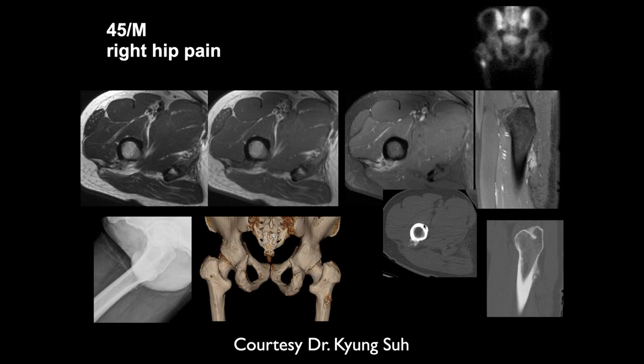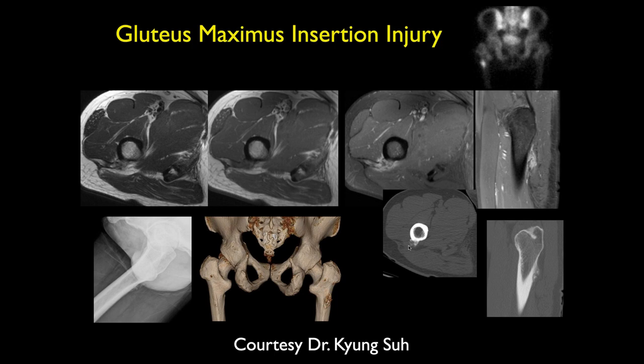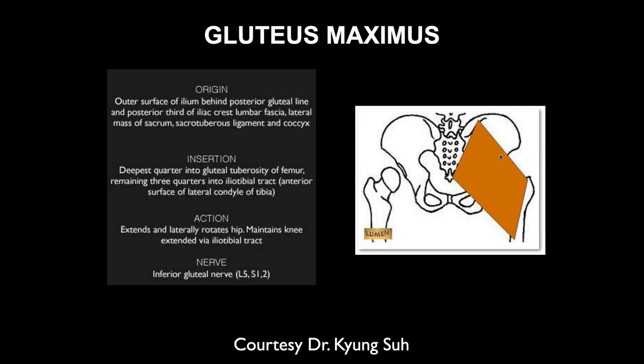All right, so we have a 45-year-old male with right hip pain. We have axial images through the right femur, and we also have some 3D reconstruction images. Here we can see some cortical irregularity along the posterior aspect of the femur at the attachment of the gluteus maximus. This is concerning for chronic tearing with calcification. This is basically where the gluteus maximus comes around posteriorly and originates and inserts in a very broad band on the ilium and the proximal femur.